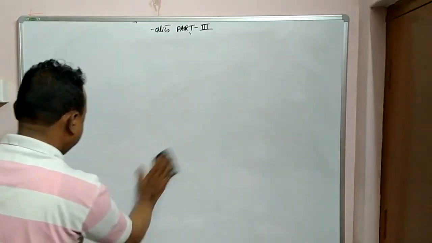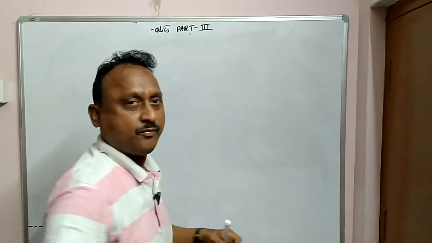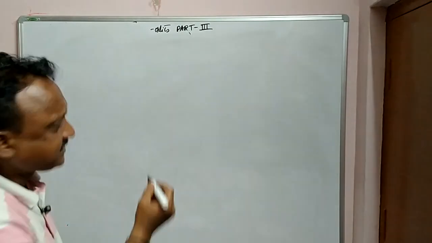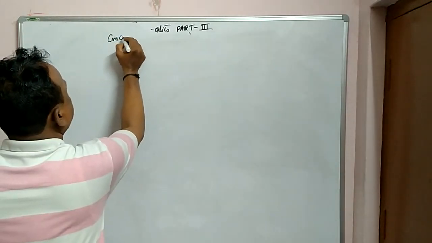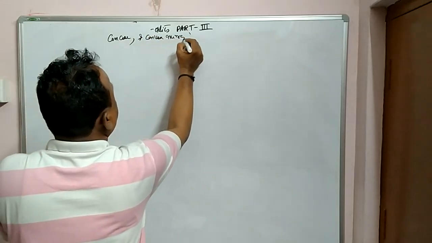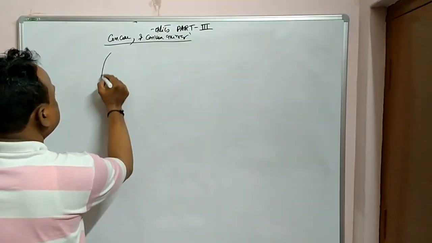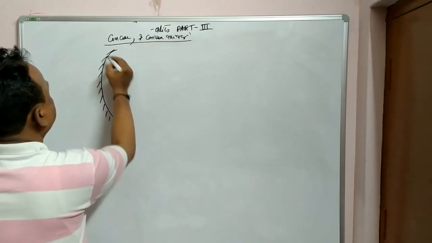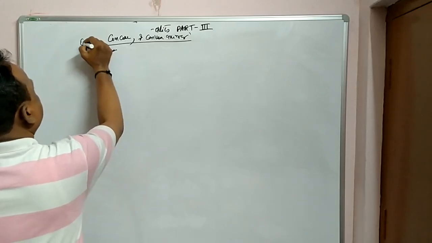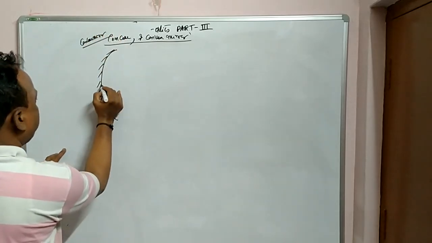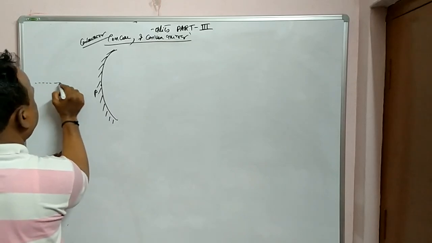In combination of mirrors, sometimes what happens is the pole will not be lying on the same axis. For example, see this case, again concave and convex mirror. Observe carefully. Here I am having a third case. This is concave with some focal length. Now this is the pole for this one, and this is the horizontal axis.